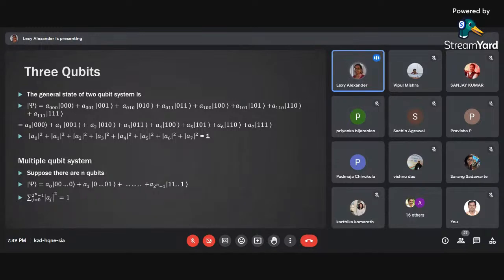So n qubits can represent any number between 0 and 2 power n minus 1, and can do all these calculations together. That is the difference between classical n bits and n qubits.